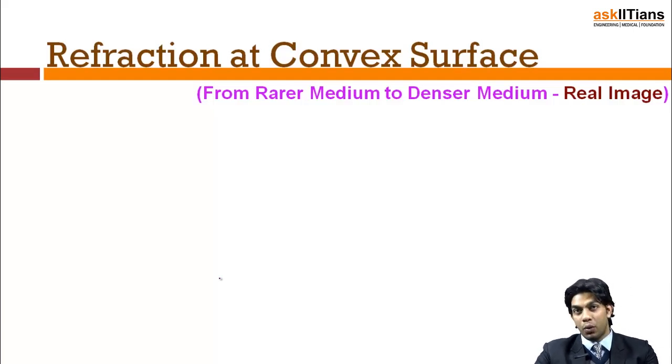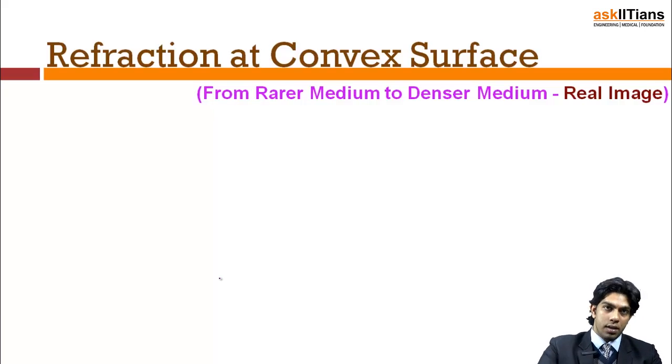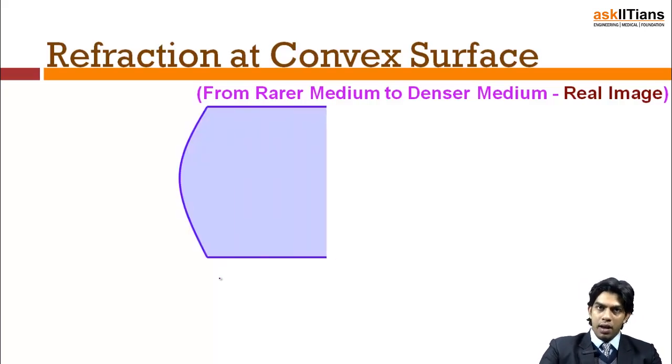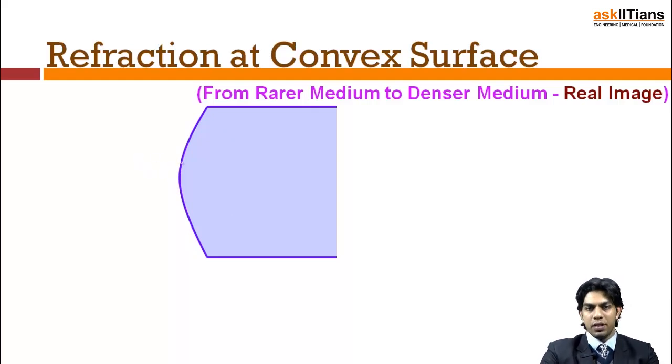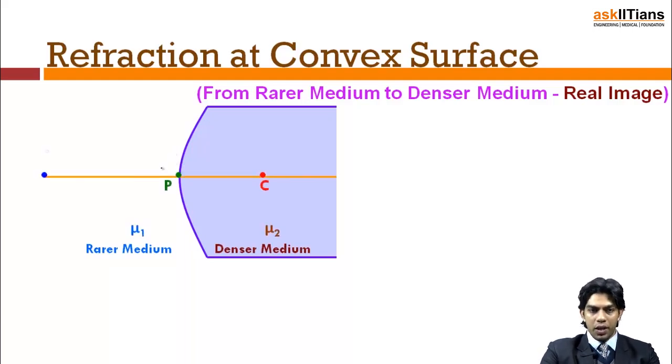How exactly will it look in front of me? We will start off with refraction at a convex surface, that is, from rarer medium to denser medium, and the convex side is towards the rarer medium. As it is convex to the rarer medium, it is a convex refracting surface, and I end up getting a real image because the ray moves towards the normal. So an object is over here, the light ray gets in, moves towards the normal, and I end up getting the image at this particular point. So that's a real image.